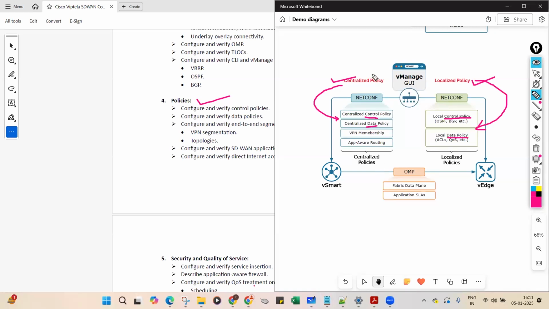We will be discussing the centralized policy and the localized policy in depth, where and how to use them, so that when you do these labs, you will have a brief idea in what situation what policy should be used, and where and how it should be deployed and implemented.